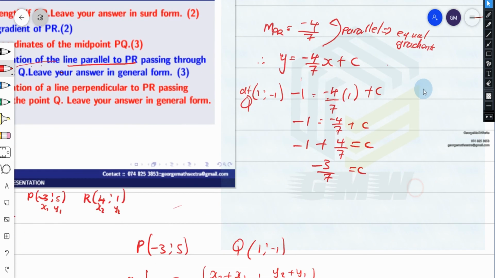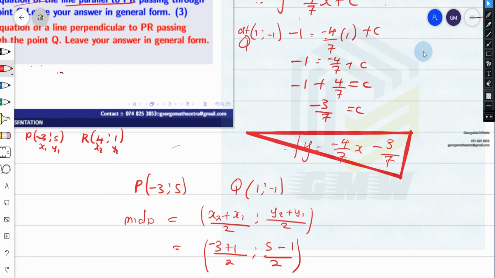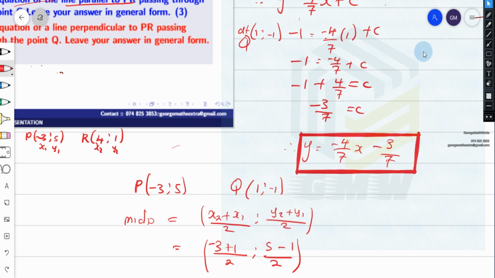Now with this one done, we have everything we need to conclude the line. Therefore, the line is now y is equal to minus 4 over 7 x, then minus 3 over 7. This is the equation of the line we were talking about. That's the equation of the line that we wanted. So it's done. I'm not going to do the other one.